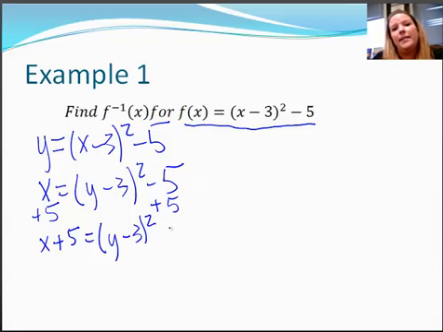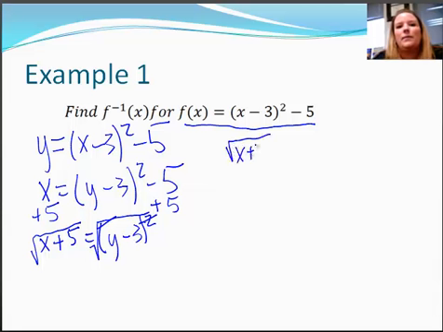Then the opposite of a squared is a square root, so I'm going to square root this side, square root this side. What that does is a square root of a square makes it go away, right? Because the square root of 4 is 2. Same thing, it goes away. And this is going to stay because we can't take the square root of x plus 5. So we're going to have the square root of x plus 5 is equal to y minus 3. So once I take the square root, I can drop the parentheses.